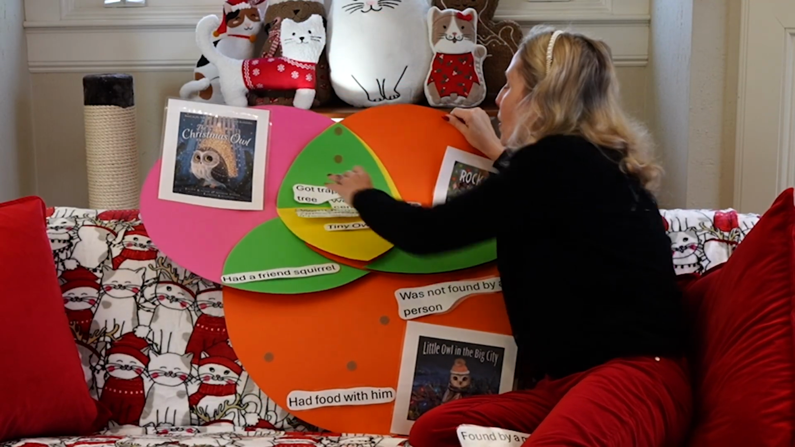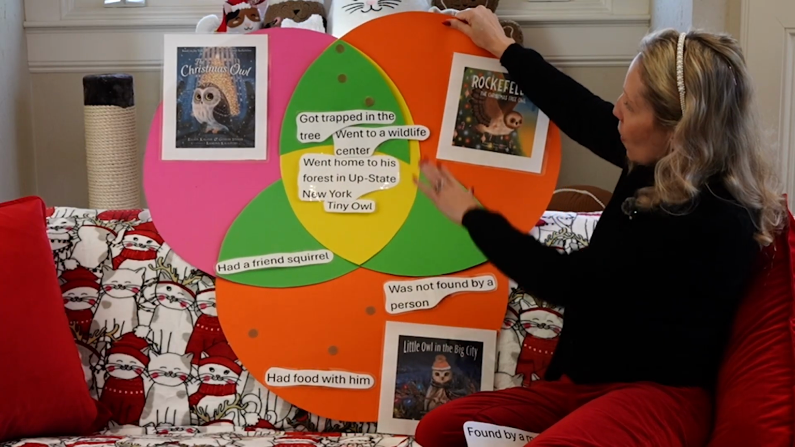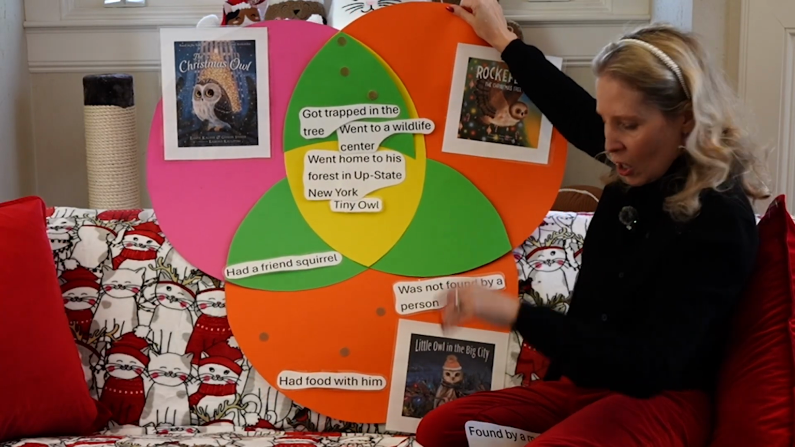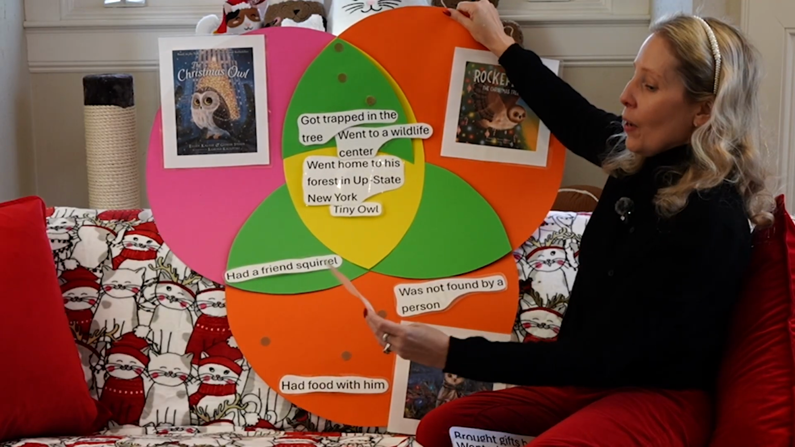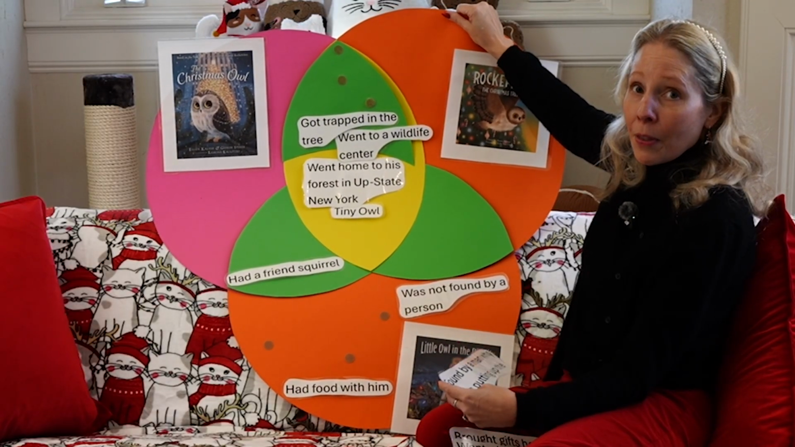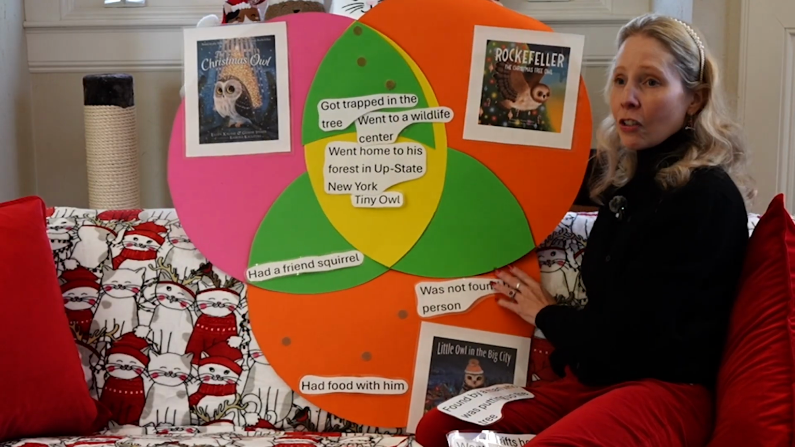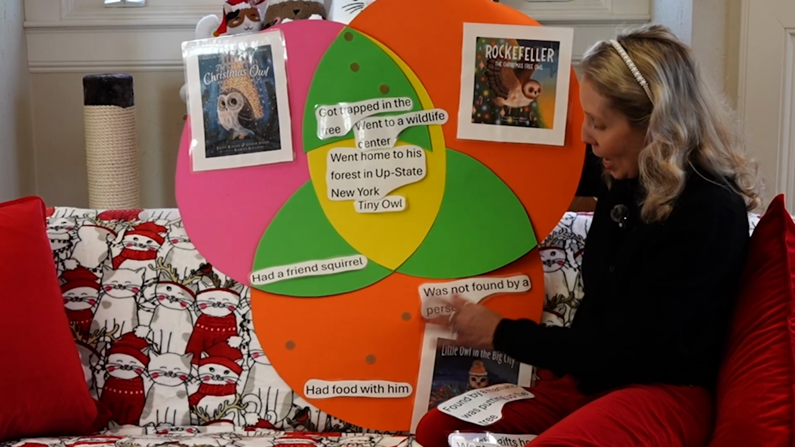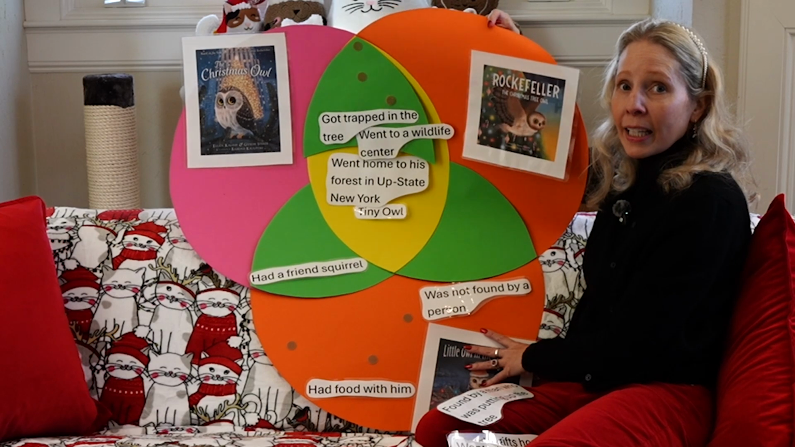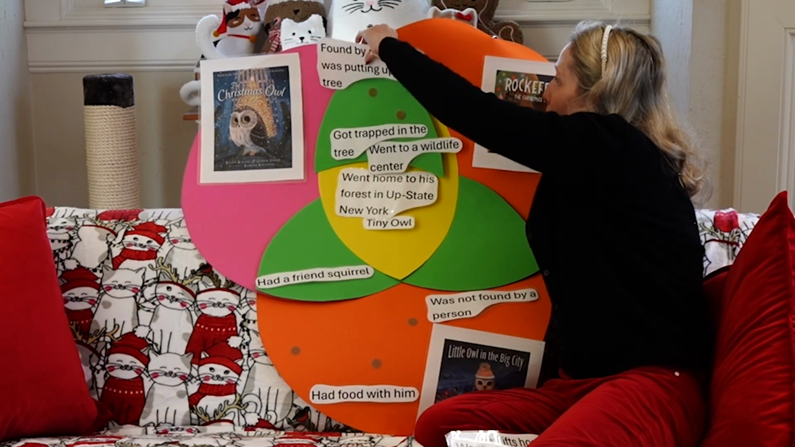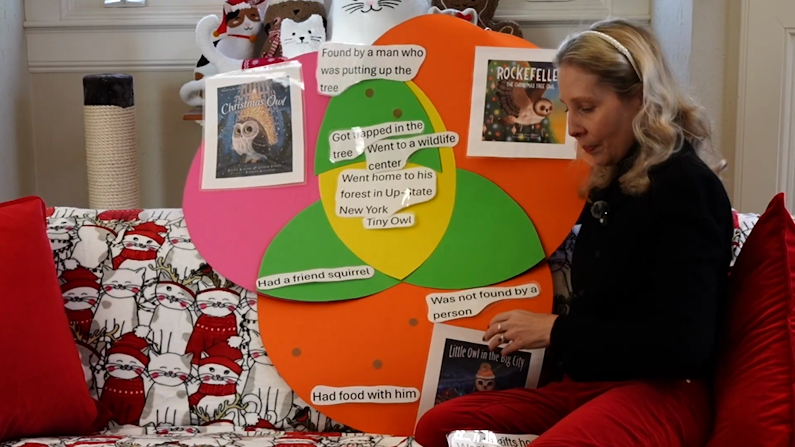Now, I use this Venn diagram for other books, so sometimes my dots don't always line up perfect, but good enough. He was found by a man who was putting up the tree. Oh, in these two books, we actually have pictures of the worker who finds him. In this one, the owl gets there and he goes exploring. He is not found by one of the workers.